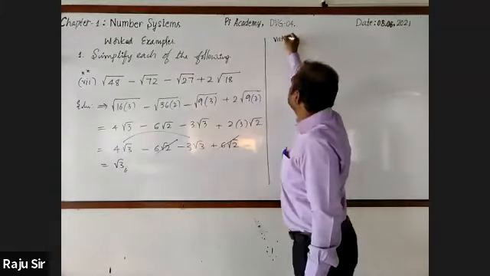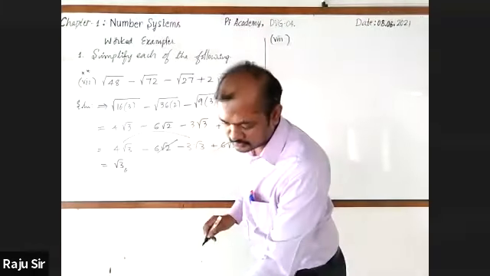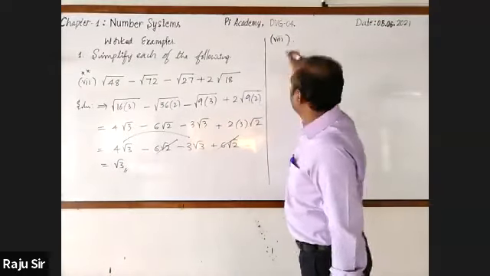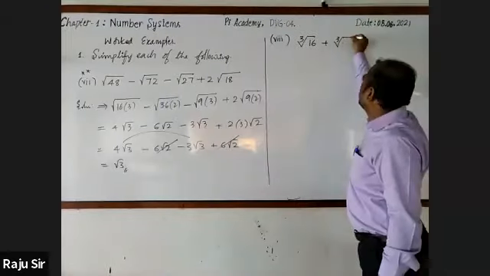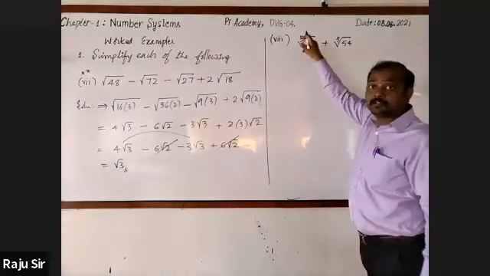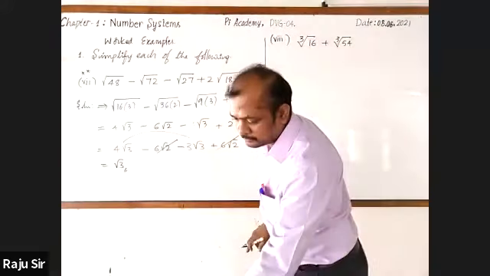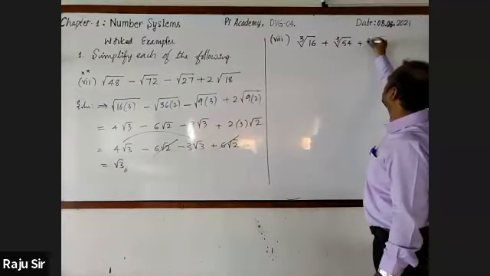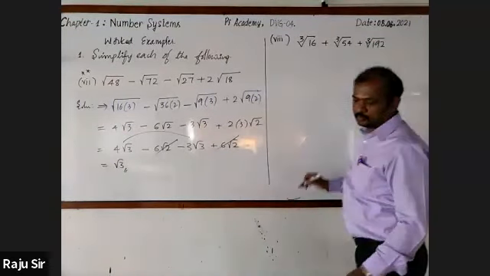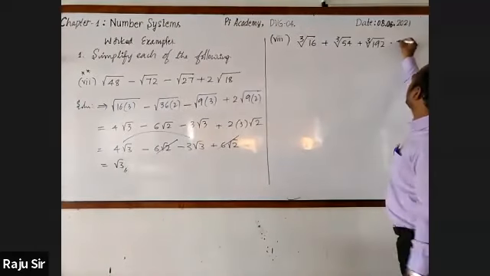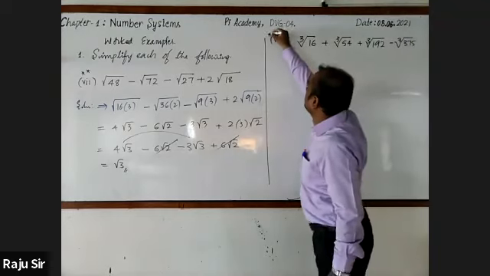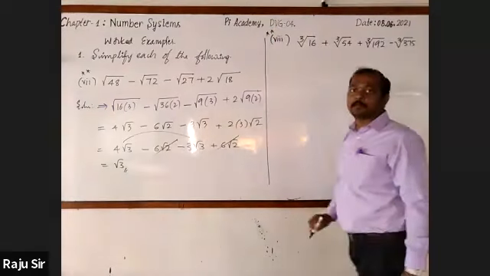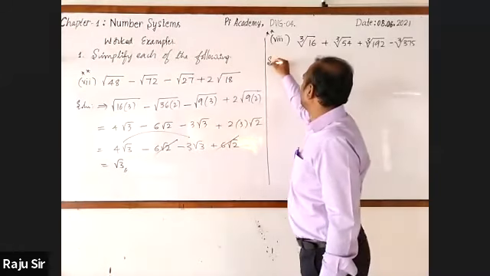Next one, it is number 81. Cube root of 16 plus cube root of 54, the 3 should be inside, plus cube root of 192 minus cube root of 375. The students put double star mark for this also. Let's move on to the solution.